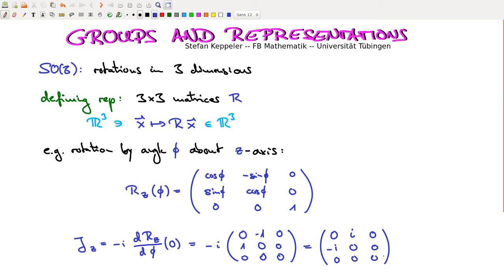So this would be the generator for these rotations, or we could say it's an element of the Lie algebra, little SO3, the Lie algebra of the Lie group SO3. And maybe we would want to use not X, Y, Z as labels. Sometimes we would want to use 1, 2, 3. So we would also call this one here J3.